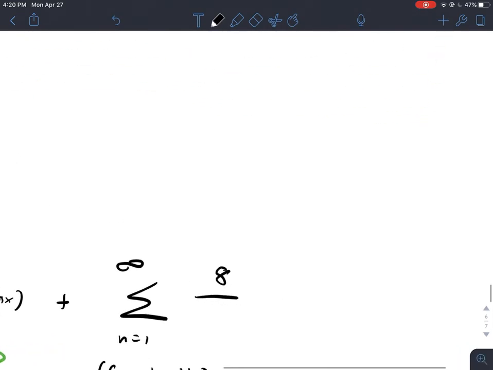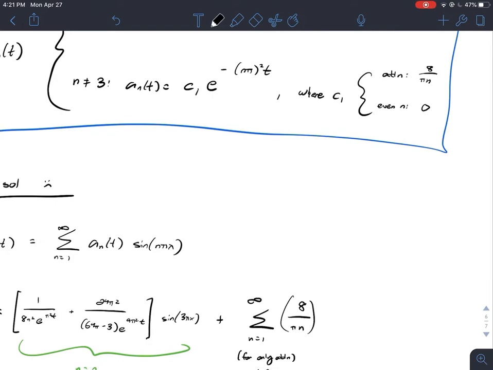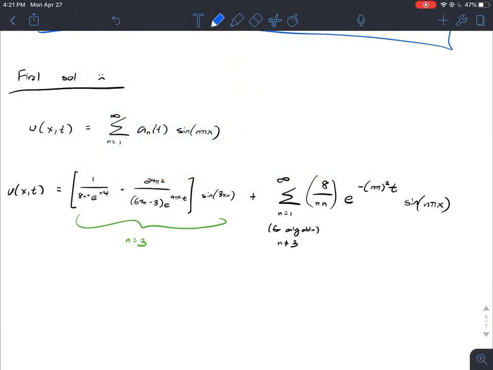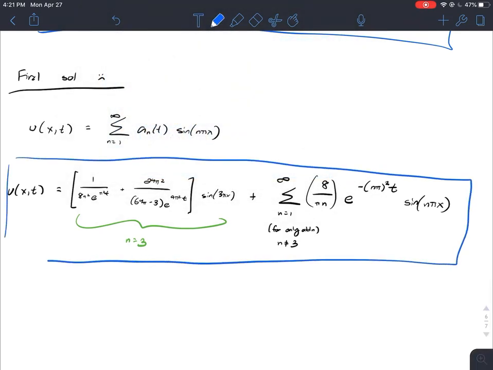8 over pi n, so that's the coefficient for all odd n's, whereas the other ones are just equal to 0, times e raised to negative n squared pi squared t times the eigenfunction sine n pi x. And this would be your final solution to this problem.